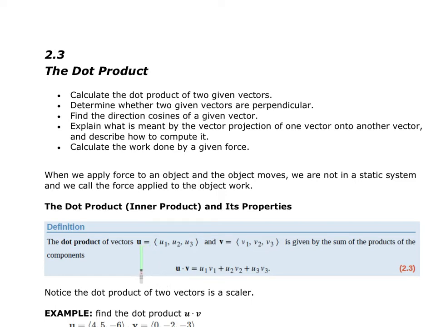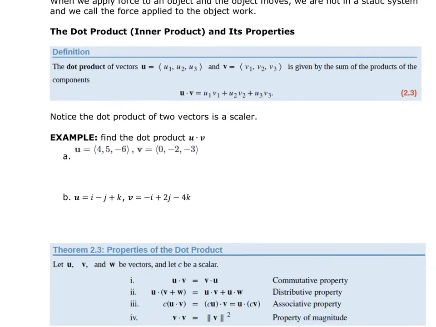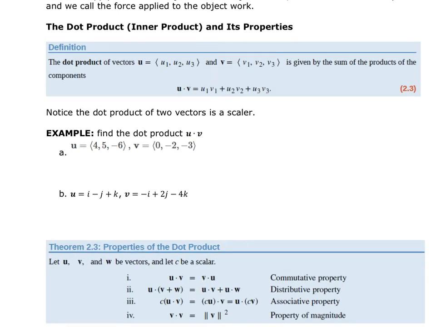So if I have this vector u and this vector v, I'm going to multiply the u1 and v1. I'm going to add it to the u2, v2, and etc. And so this is my dot product. Sometimes it's called the inner product. We're going to call it the dot product because we're not working with complex numbers.